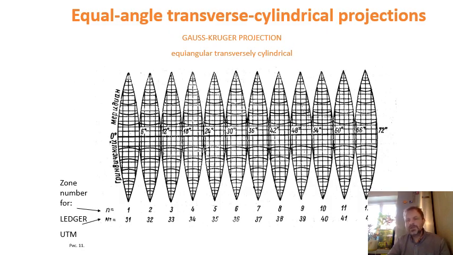The Gauss projection is an equal angle transverse cylindrical projection. It preserves the angles; the angles on the globe and on the map are absolutely equal.